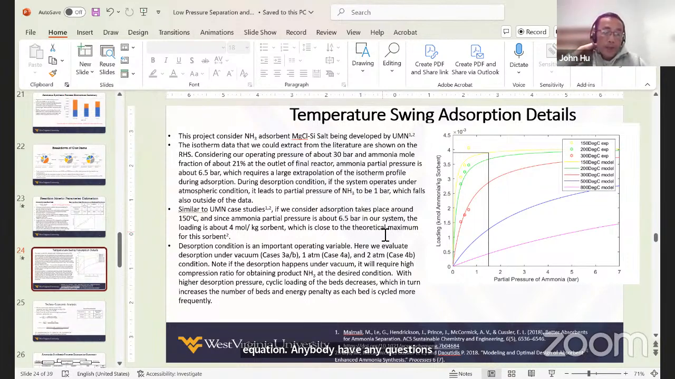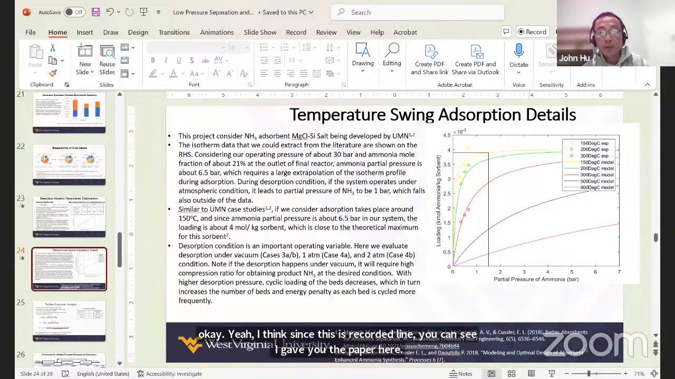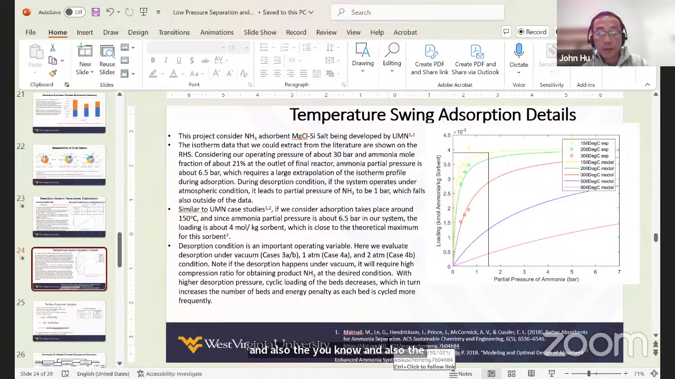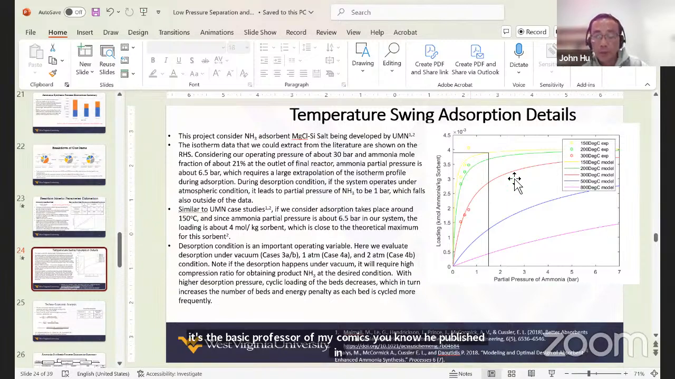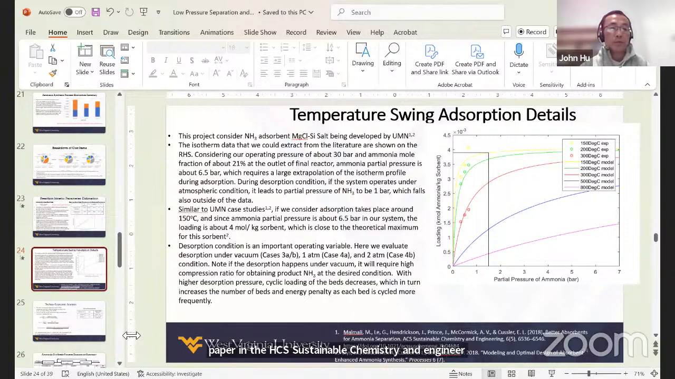Since this is recorded, I'll give you the paper here, and you can basically follow it. We publish a lot of papers in this field, and the University of Minnesota also publishes a lot of data. You see my collaborator here, a professor at McCormick. He published a paper in ACS Sustainable Chemistry and Engineering, and that is the curve. Anyway, with all this reliable data, we put it in the model.